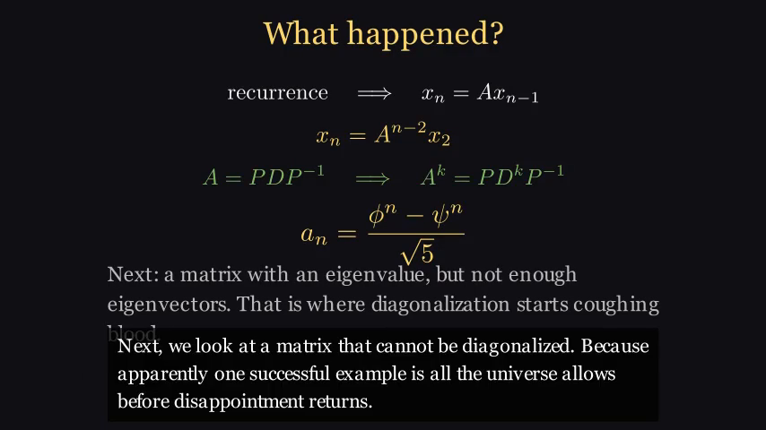Next, we look at a matrix that cannot be diagonalized. Because apparently one successful example is all the universe allows before disappointment returns.